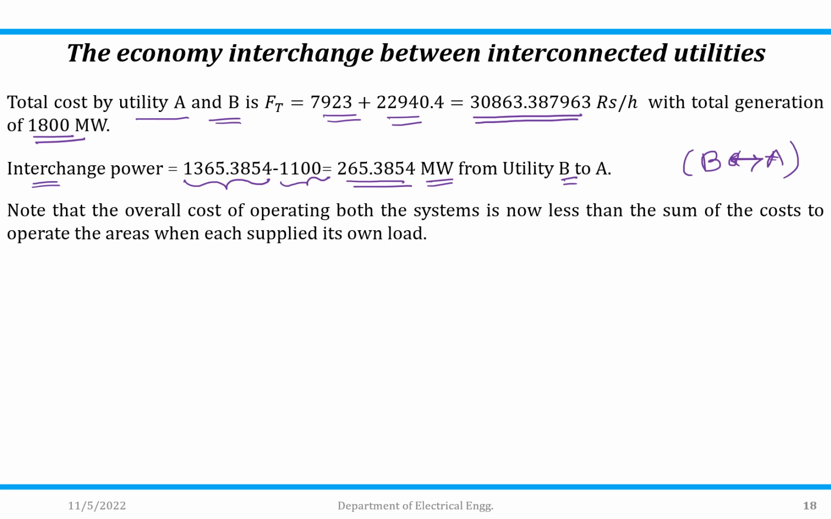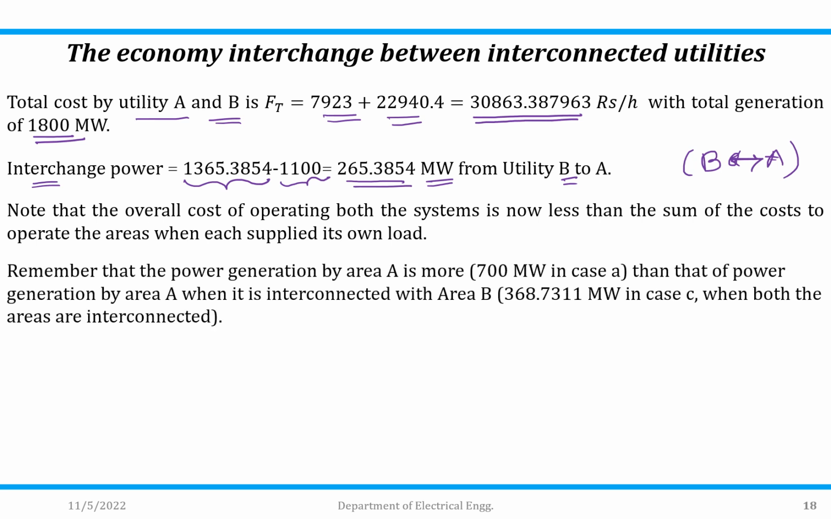Note that the overall cost of operating both the systems is now less than the sum of the costs to operate the areas when each is supplied by its own load. Now let me tell you the meaning of this. What is the overall cost when it is interconnected? 30863.387963. And when we find economic load dispatch for area A, which was FA, and for area B its final cost FB.